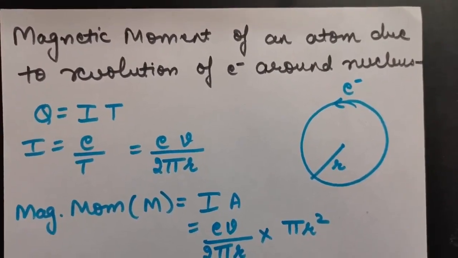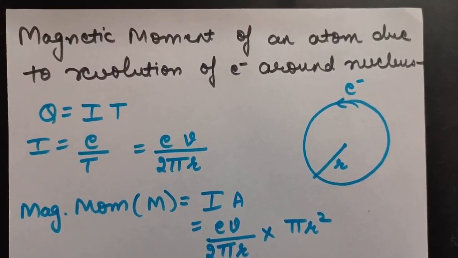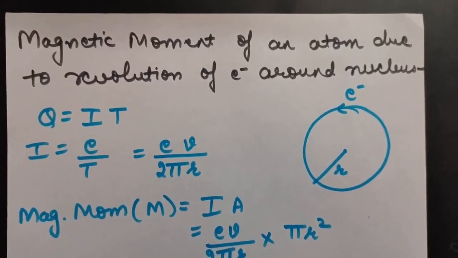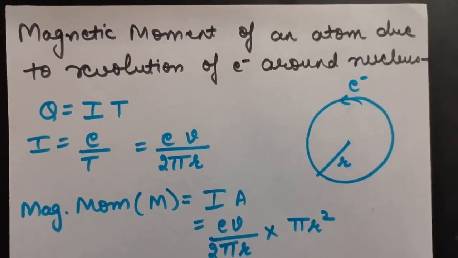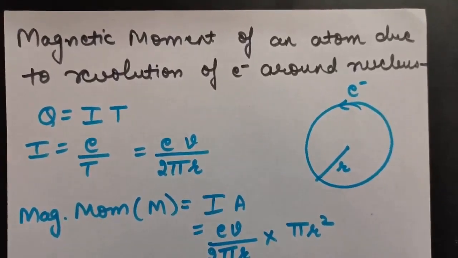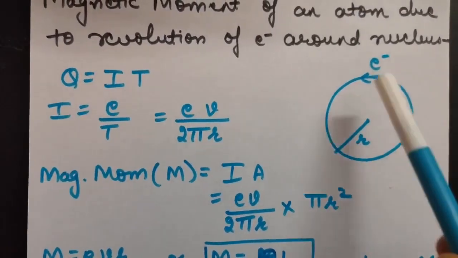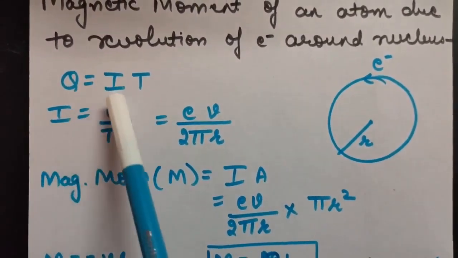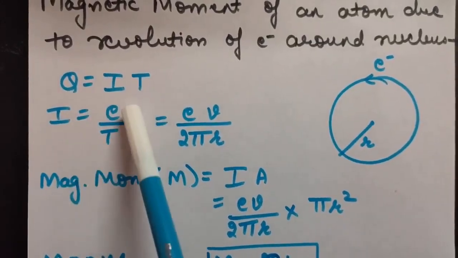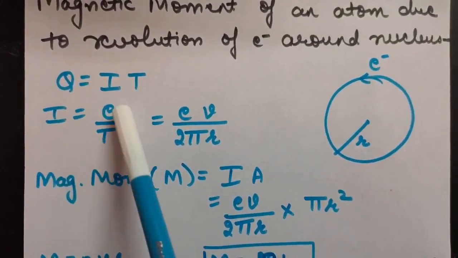So if an electron is revolving around the nucleus, that is nothing but a loop of current, which will have some definite magnetic dipole moment. So we will be calculating that magnetic dipole moment here. To calculate that, first we will calculate the current due to this revolving electron. As you know, charge is equal to I into T.